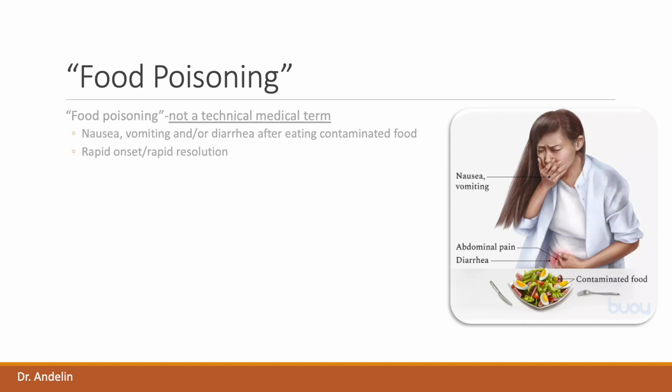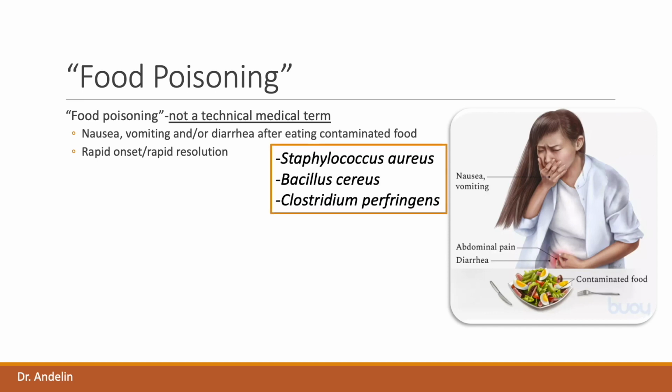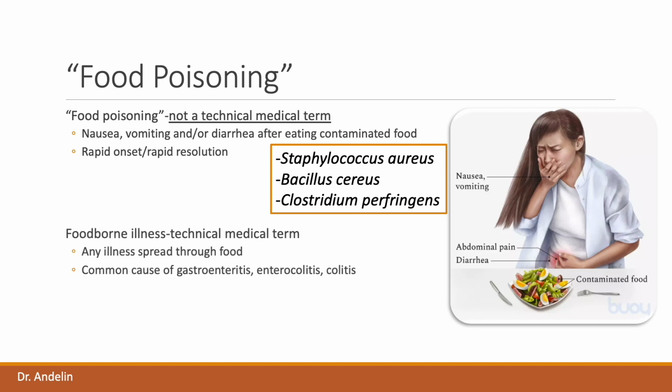We often hear the phrase food poisoning describing someone that has nausea and vomiting, possibly diarrhea after eating contaminated food. Typically, this has rapid onset and rapid resolution. While food poisoning is not a technical medical term, it's one that most patients and physicians can relate to. In a moment, we will be discussing 3 bacteria that can cause classic food poisoning: Staphylococcus aureus, Bacillus cereus, and Clostridium perfringens. Foodborne illness, however, is a technical medical term and describes any illness spread through food.